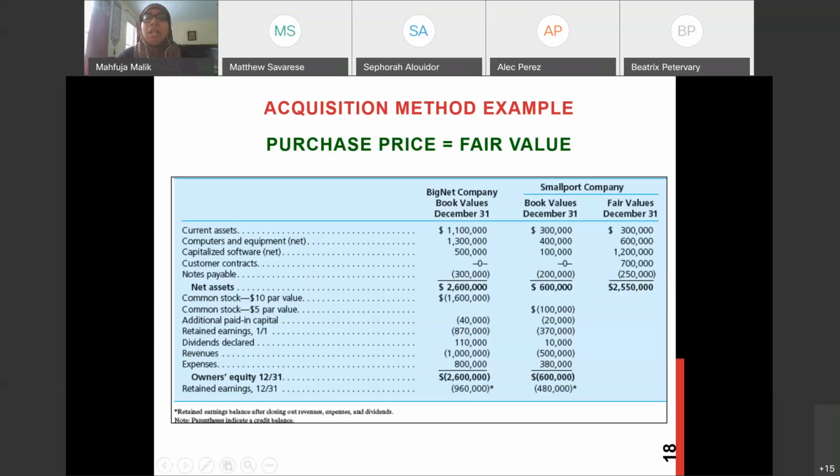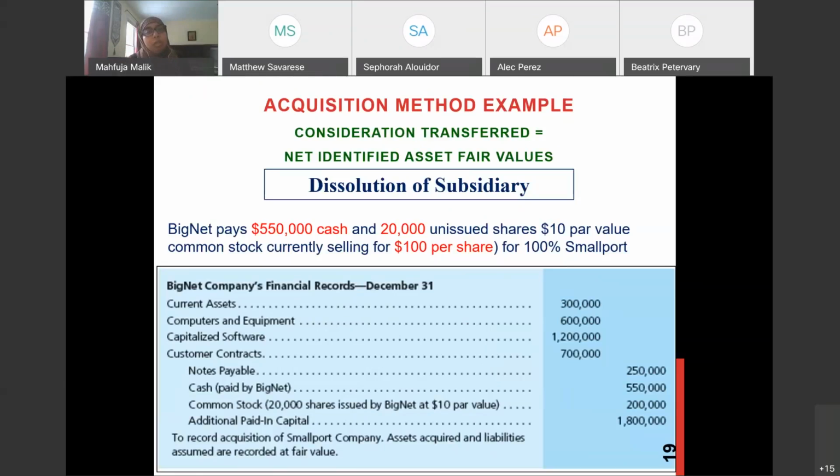The BigNet column is the parent company's numbers. Look at the Small Port column. For Small Port, you are given the book values and also the fair values. Remember, when you record or do the consolidation entry, we will focus on the fair value. I would suggest that if you have your own slides, you download and open them, because I might ask you a question and we may need to go back and forth. So my first question: how will the journal entry look? Remember, dissolution occurs, one big journal entry.